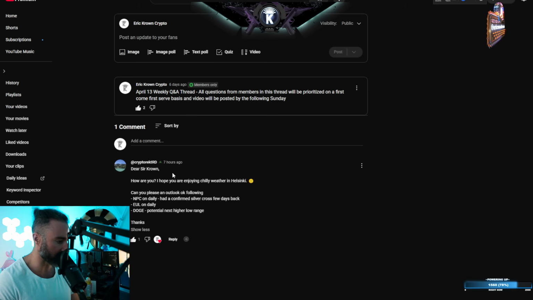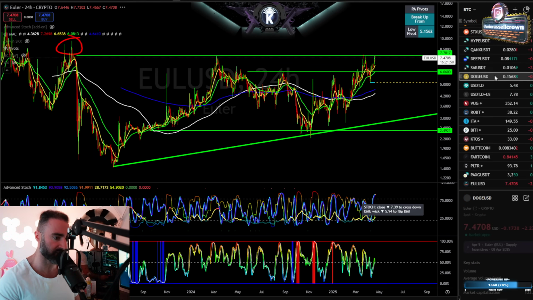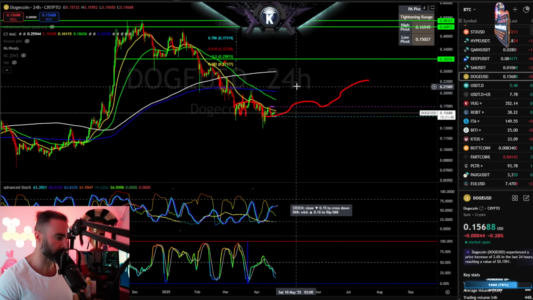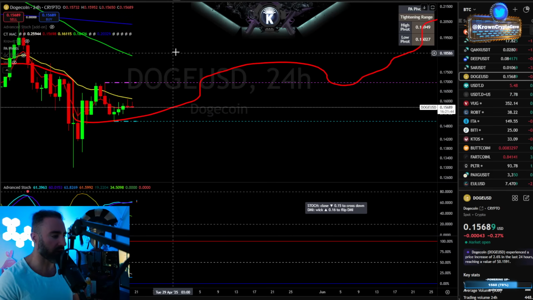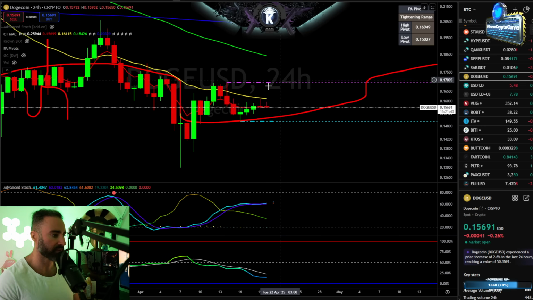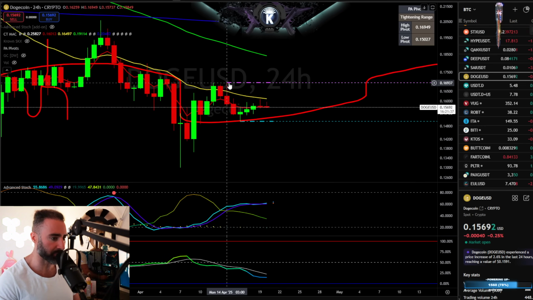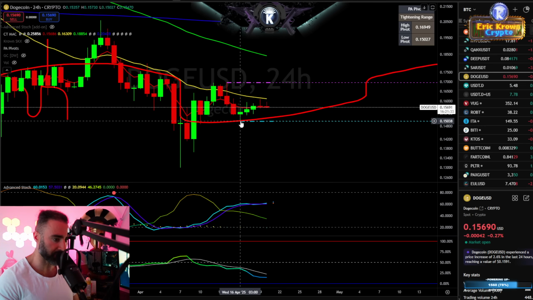Anyways, moving on, we got Doggy, potential next higher low range. I don't know what you mean by that, to be honest. We'll go over here to Doggy. Still, the LARP ones are kind of what I think plays out. You can see that this one's obviously relatively weak compared to the last couple that we looked at. Still working on lower highs. This one also has a bearish pivot at just under 17 cents. Your bullish pivot, if you even want to call it that, is 15 cents.